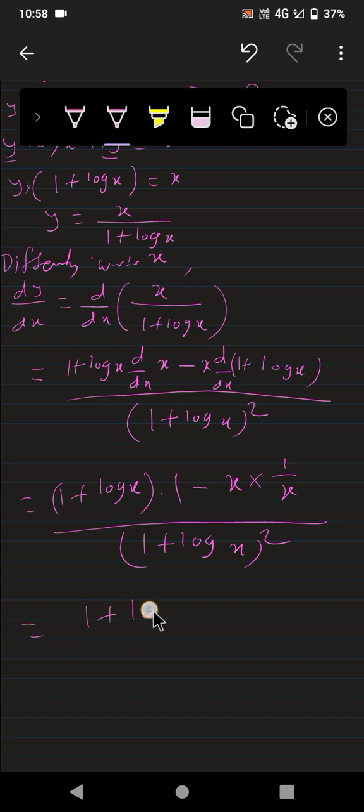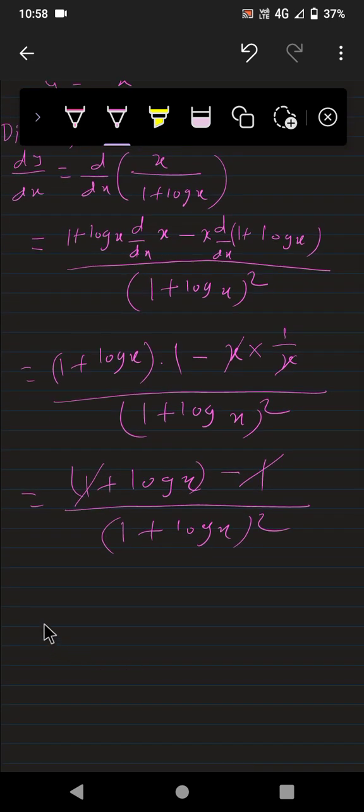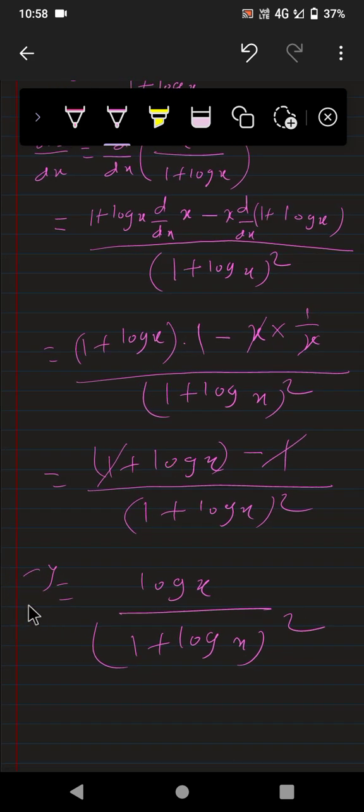All upon (1 plus log x) whole square. So (1 plus log x) into 1 is 1 plus log x, minus, this x will cancel out, remaining is minus 1, upon (1 plus log x) whole square. So this 1 minus 1 is 0, what will be remaining? Log x upon (1 plus log x) whole square, which is equal to dy by dx. So we have proved that dy by dx is equal to log x upon (1 plus log x) whole square.